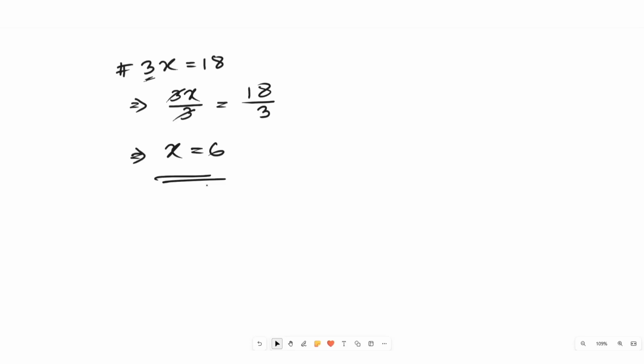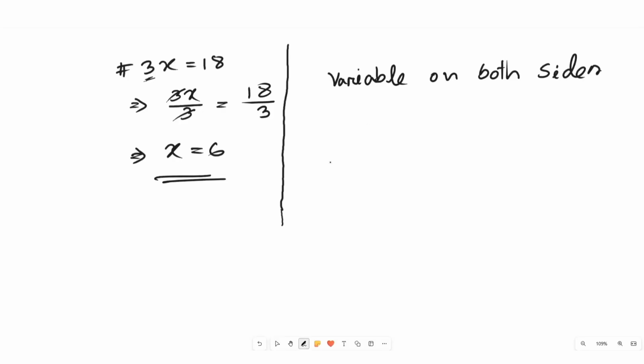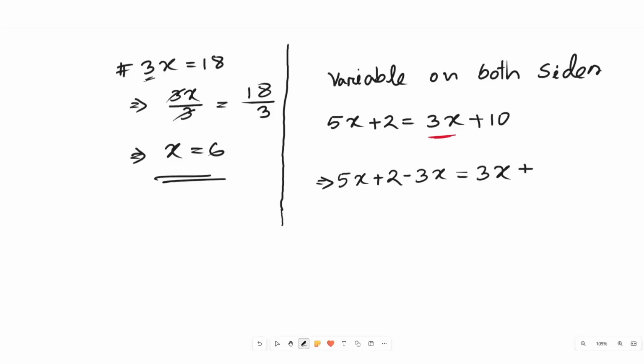This is our answer. On the SAT, equations often have variables on both sides. Let's see an example. 5x plus 2 equals 3x plus 10. Well, it's a very easy example. First, we have to subtract 3x from both sides. So 5x plus 2 minus 3x equals 3x plus 10 minus 3x.